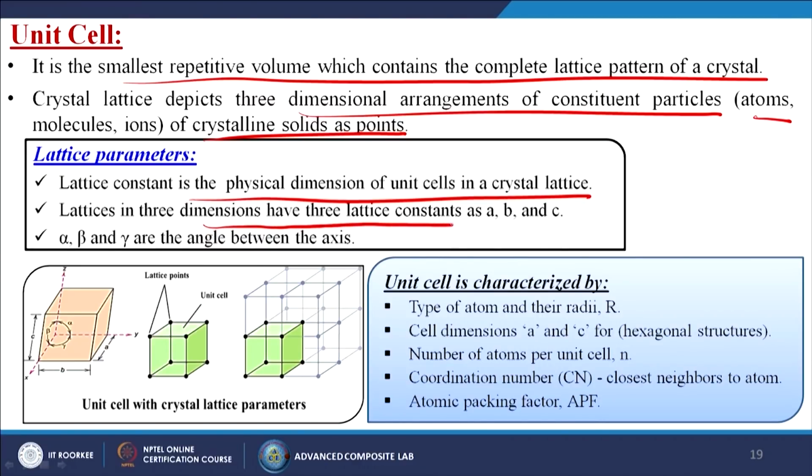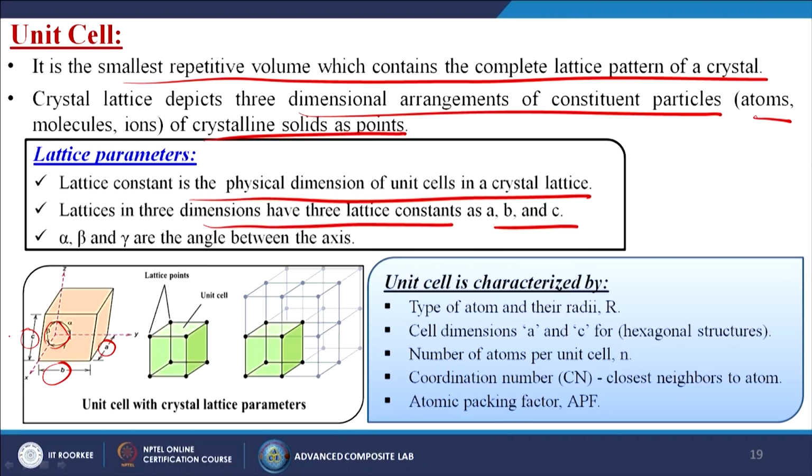Lattices in 3 dimensions have 3 lattice parameters: a, b and c. Alpha, beta and gamma are the angles between the axes. If you see the lattice parameters, here this angle is alpha, then this is beta and this is gamma. So, these are the unit cells, denoted by a, b and c. If it is cubic, then a is equal to b is equal to c.